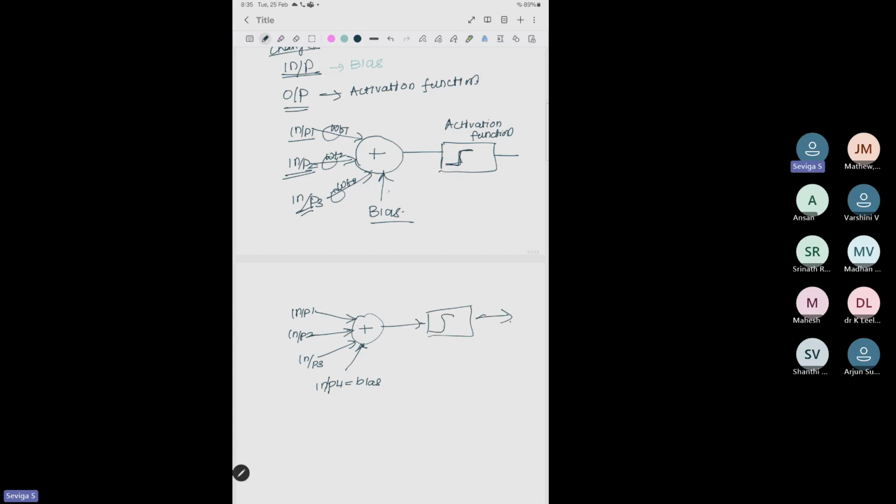Initially, I was adding it separately. Now I am considering bias as the fourth input, called the bias trick, because it is easy to compute. So I'm considering it as an input, and this is called the bias trick. Instead of writing bias, I can mention it as input 4. Sometimes even if I don't mention bias, it means that every neuron is added with its own bias.